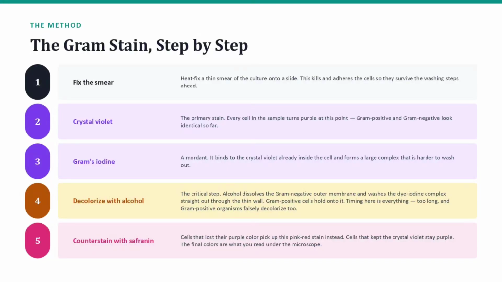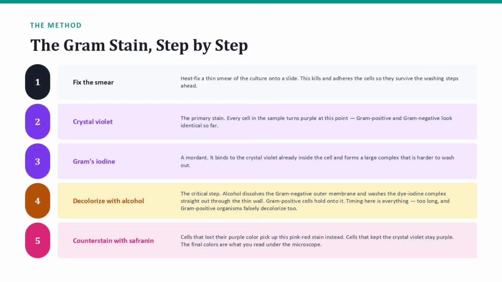Step 3. Gram's iodine. This acts as a mordant. It binds to the crystal violet that is already inside the cell and forms a larger complex, one that is much harder to wash out than the dye alone would be. Step 4. Decolorize with alcohol. This is the critical step, the one the entire test hinges on. Alcohol dissolves the Gram-negative outer membrane and washes the dye-iodine complex straight out through that thin peptidoglycan wall.